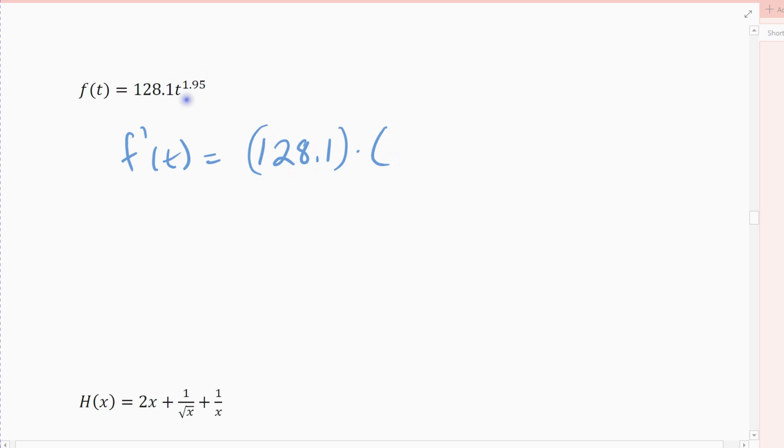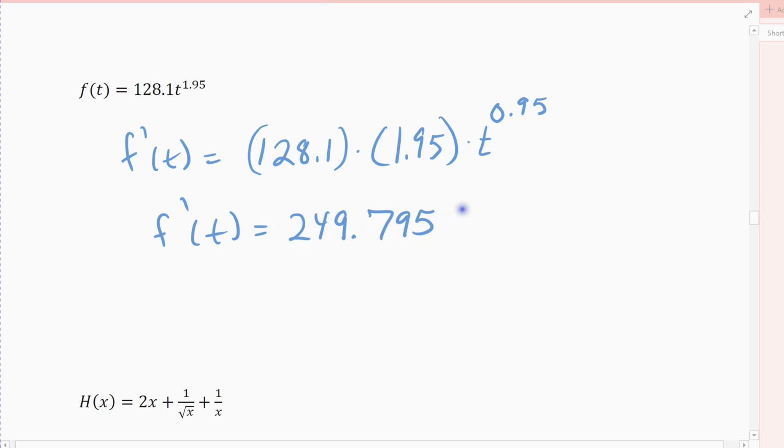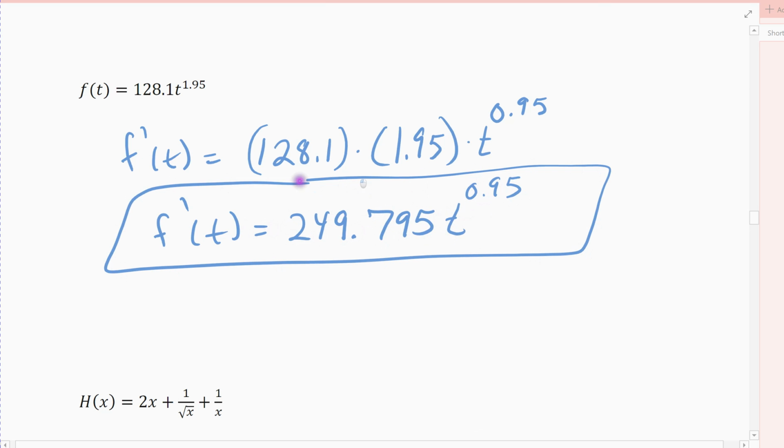I pull the power out that's on t. Well, it's a power 1.95, right? That's the power on t. So that gets pulled out front and multiplied. And then I take t raised to 1 degree less. So 1.95 minus 1 is going to leave me with just 0.95 in the exponent. And then I'll multiply that out. Again, it's an ugly number, and I'm going to write it out exactly. So 249.795 times t raised to the 0.95 would be the simplified derivative. All right, and so again, the numbers were ugly, but that's what the derivative is. It just follows the power rule.